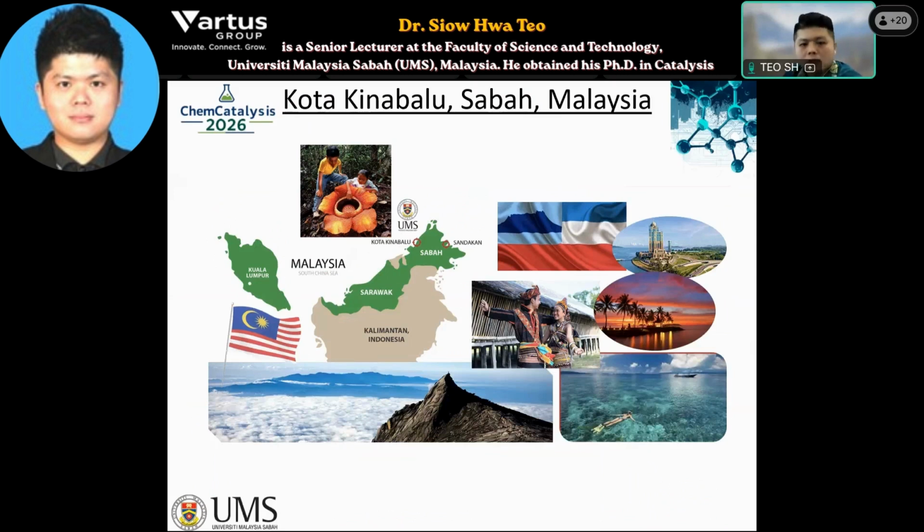Sabah is well known for its rich biodiversity, beautiful natural landscapes, and cultural diversity. It's home to the world's largest flower, Rafflesia, as well as Mount Kinabalu, one of the highest mountains in Southeast Asia. Sabah is also famous for its beautiful islands and marine biodiversity, including Sipadan Island, one of the world's renowned diving destinations. In addition, Sabah is a multicultural state with more than 30 indigenous ethnic groups.